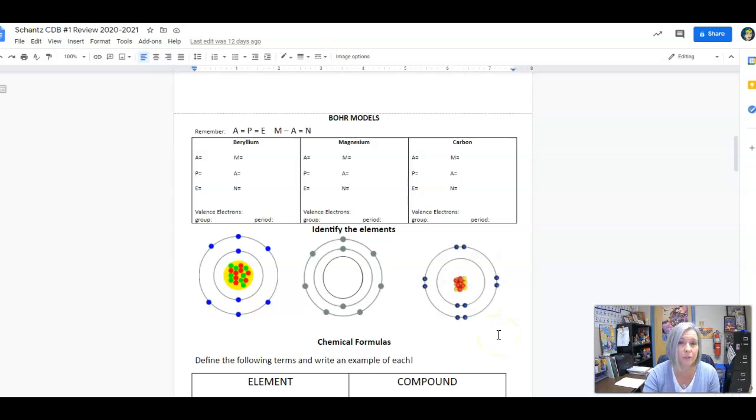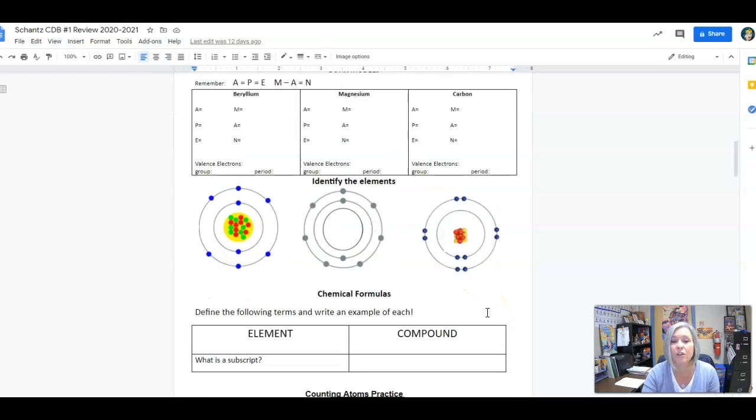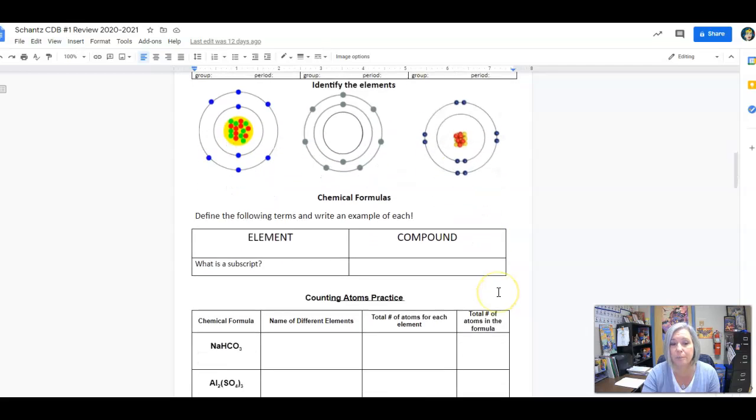The atomic number is equal to protons. Protons are equal to electrons. A equals P equals E. Mass minus atomic number equals neutrons. M minus A equals N. So you're going to practice that. Then you're going to identify these elements.